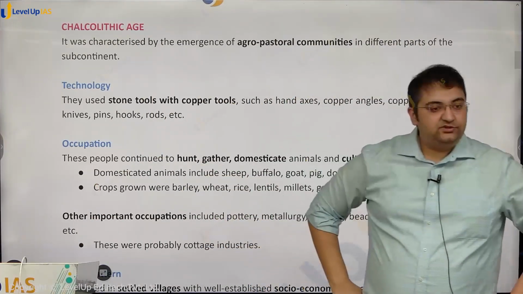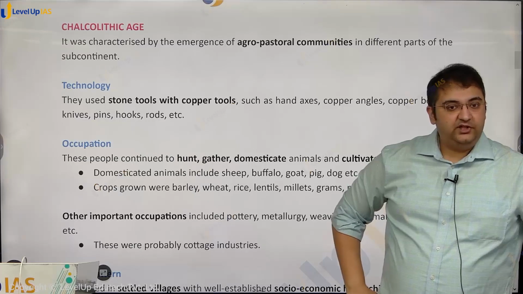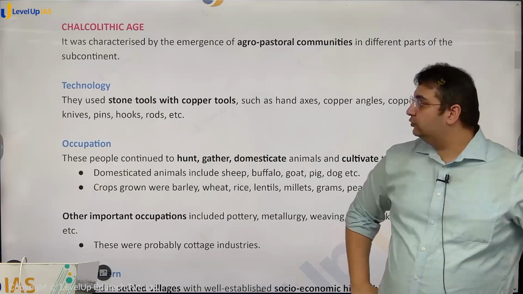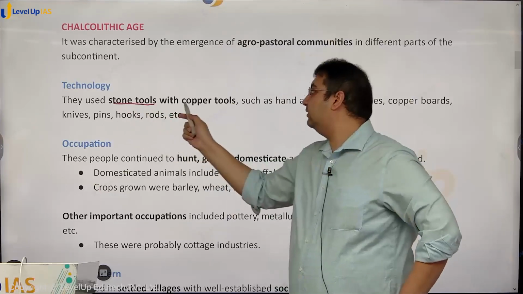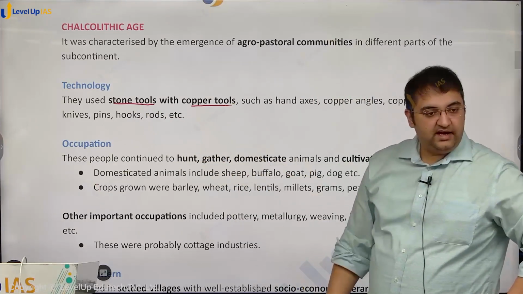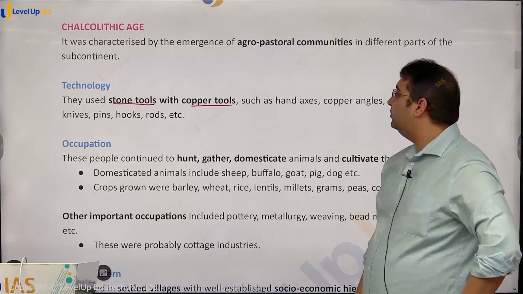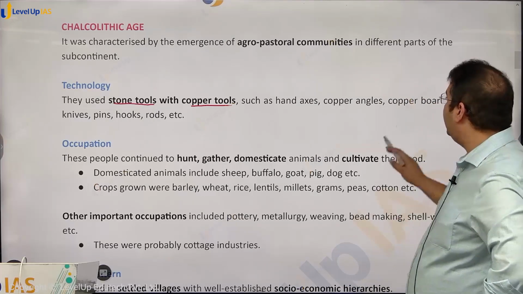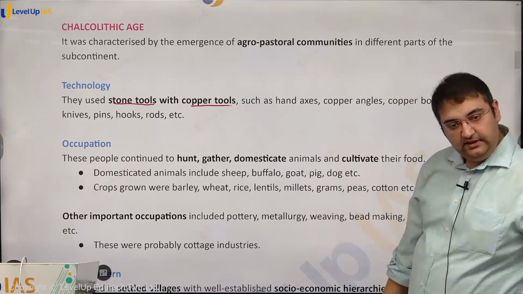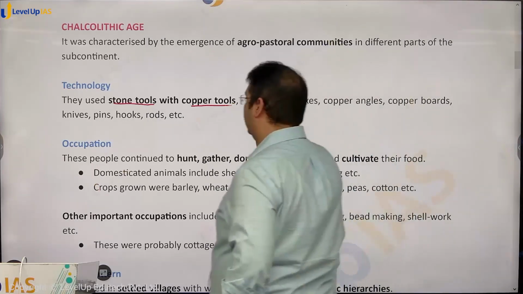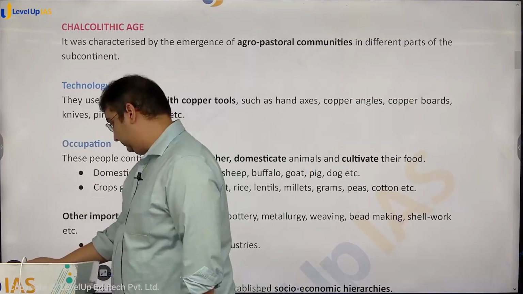टेक्नोलॉजी में क्या चेंजेस हुए? Would they stop the use of stone tools? No. So the use of stone tools continued, but along with that, copper also emerged as an important material. Tools such as axes, copper angles, copper boards, knives, pins, hooks, rods, etc. These are going to be fashioned out of this metal.